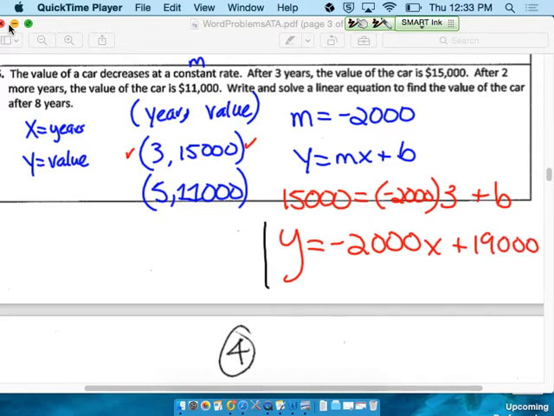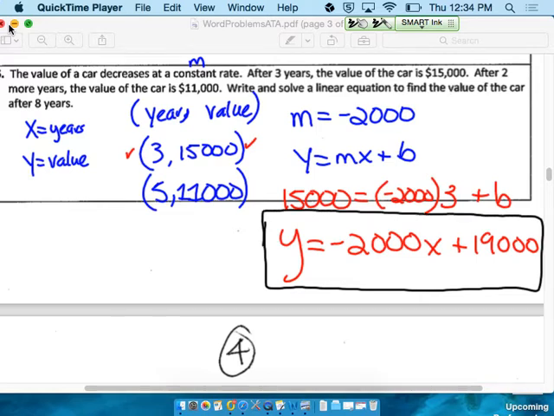This represents the linear function that will calculate the value of the car at any given year. And then I would assume that the 19,000 is probably the cost of the car or the original value of this particular car. So I'm starting at 19,000 and each year the car decreases in value by $2,000. And I think for this particular equation, we were supposed to write the linear function, and that's what we've done. And now we need to find the value of the car after 8 years.